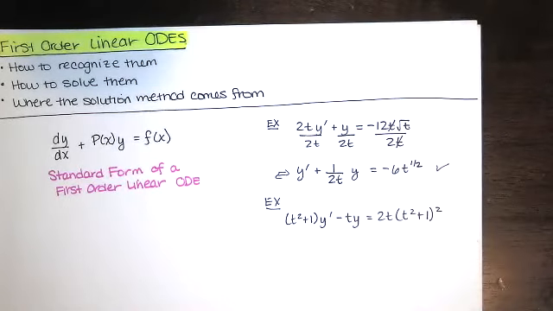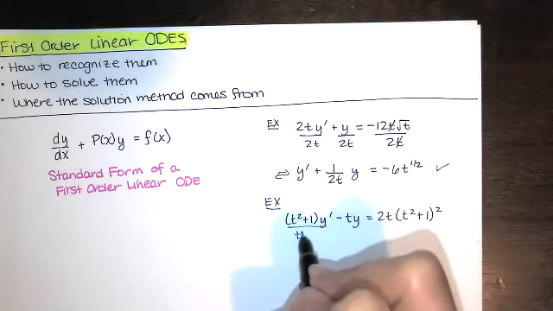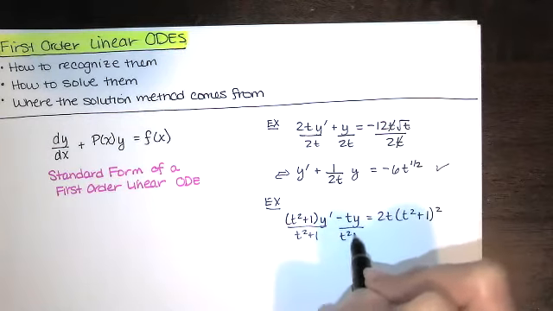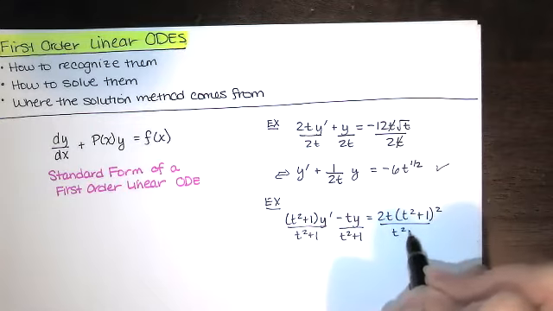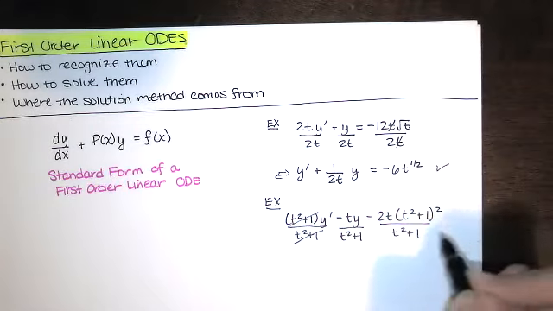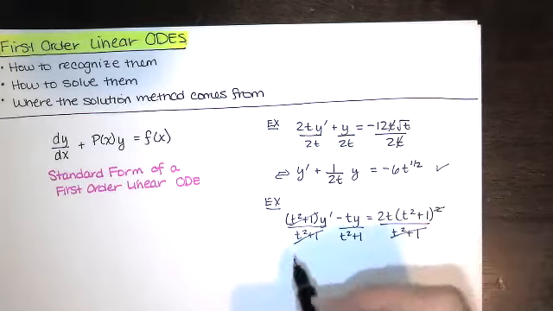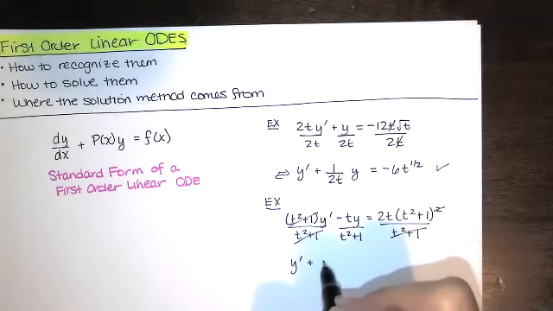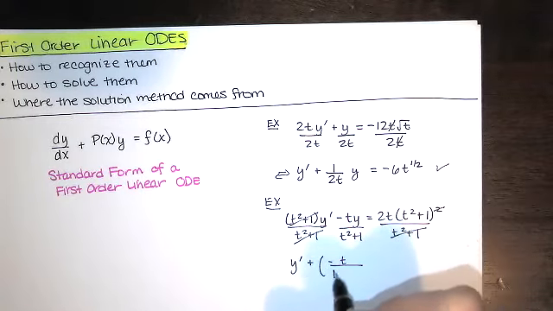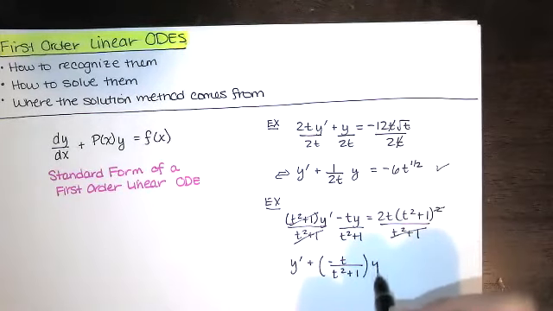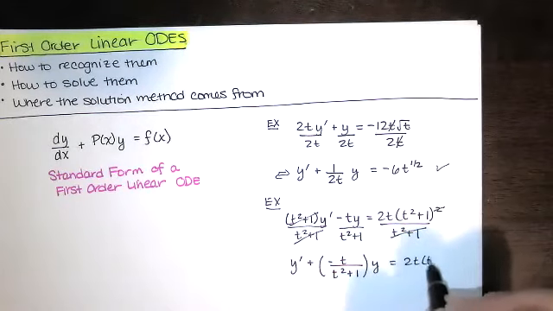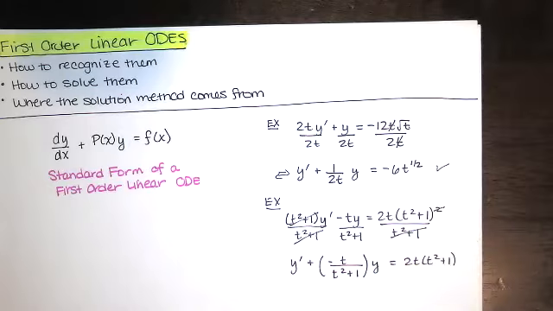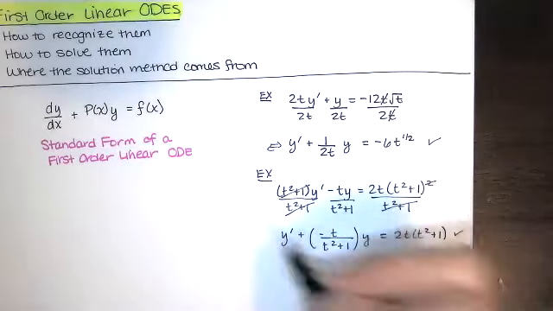Is that one a first order linear differential equation? I hope you said yes. If I divide everything by t squared plus 1, look what happens. Those reduce. One of those will reduce, and we end up with y prime plus a function of t times y equals this function of t. Very nice. So it's a first order linear equation.